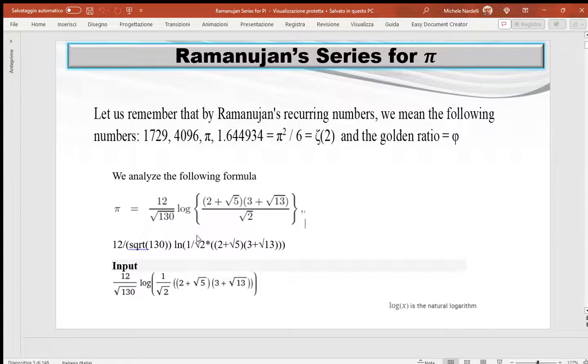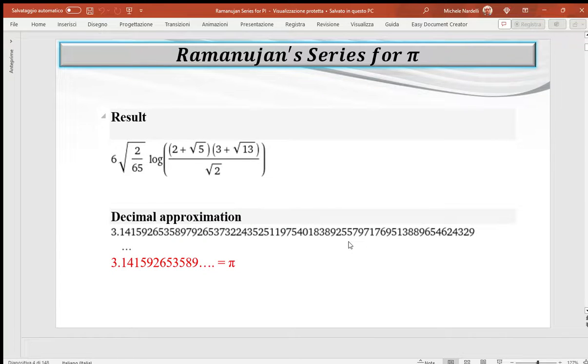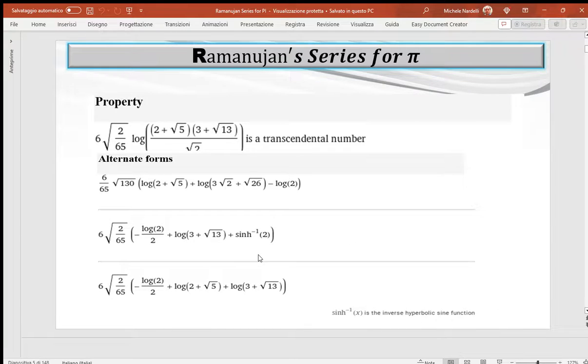We have the following expression and the following result, that is equal to pi. We obtain the following property of the above formula.